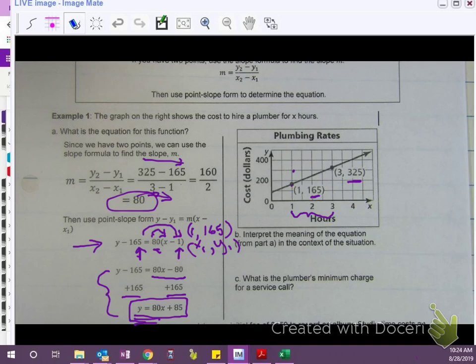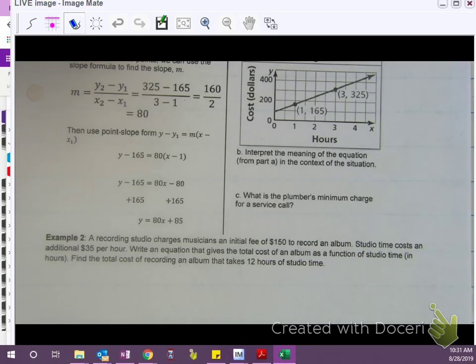So let's look at example 2. A recording studio charges musicians an initial fee of $150 to record an album. What did they just tell us? They told us the initial fee is $150, and that's our y-intercept. So that's our B value. Then studio time costs an additional $35 per hour. What's the 35? The slope. So write an equation that gives the total cost.